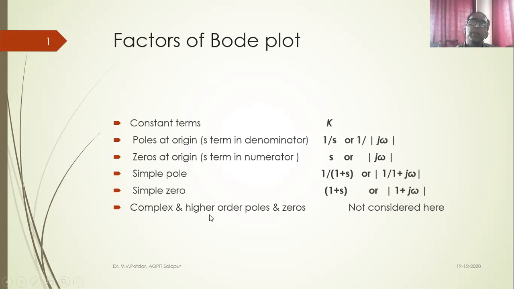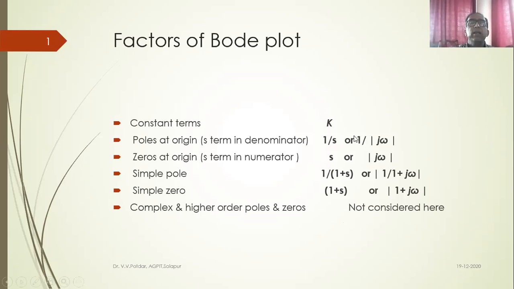If I have a term like (s plus 1) raised to 2, it is a second order zero if it is in the numerator. If it is in the denominator, it is called a second order pole. If I have a cubic term, it will be third order poles and zeros. Likewise, I may have a quadratic factor even. We are not interested in that as far as our curriculum is concerned. We are not going into details of higher order poles and complex poles.